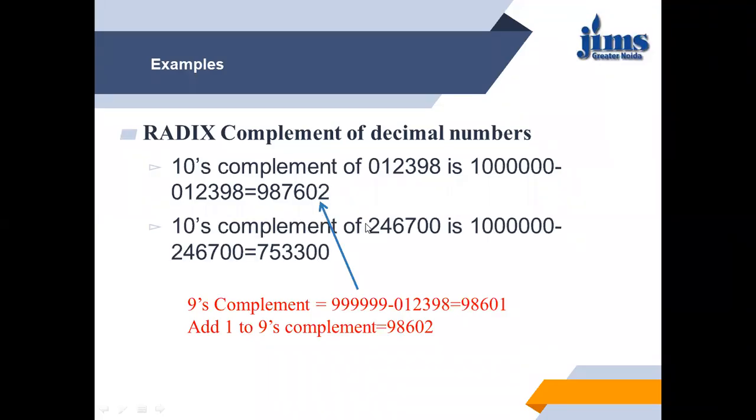So again, in this case, 246700, we first calculate the 9's complement, and then it will be 753299. That will be the 9's complement. Then just add 1. So 299 plus 1 equals 300. Then the answer will be 753300.